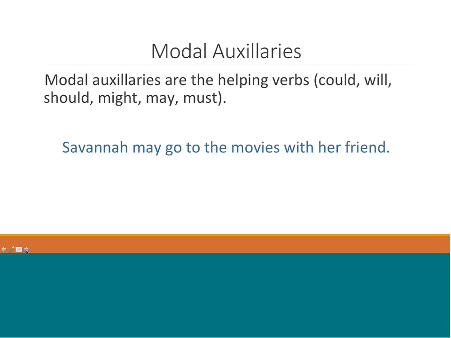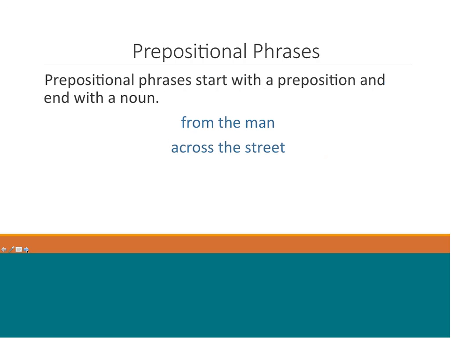Modal auxiliaries, which is a fancy word for the helping verb: could, will, should, might, may, and must. So Savannah may go to the movies with her friends. The modal auxiliary is may, helping the verb go. Prepositional phrases start with a preposition and end with a noun. Examples: from the man, across the street.